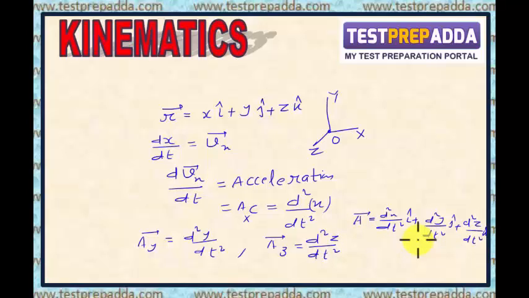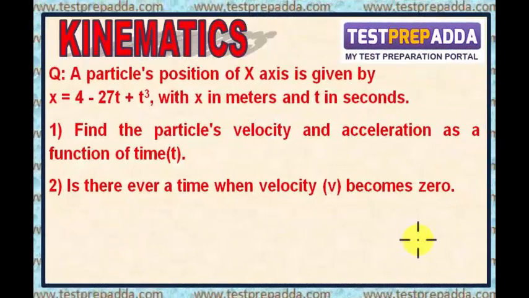Now to understand the concept of acceleration, I'll take a question here. Here the question says, a particle's position on the x-axis is given by x is equal to 4 minus 27t plus t cube, with x in meters and t in seconds. The first part of the question says, find the particle's velocity and acceleration as a function of time. The second part of the question says, is there ever a time when velocity becomes zero?